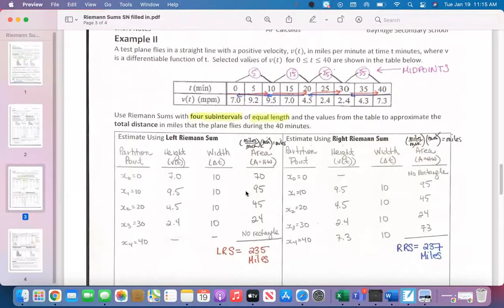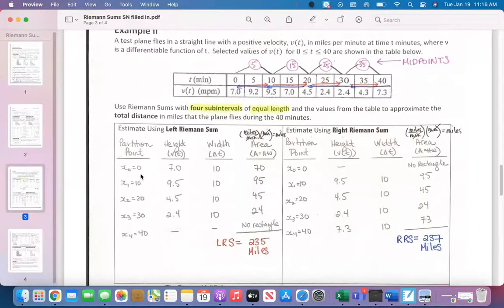Okay? We only want 4 subintervals here, and I've got more than 4 in the table. So I'm going to take my 0 to 40 and divide it by 4, which means that if we're using equal intervals, each interval will be 10 minutes long. My first interval goes from 0 to 10, then I have an interval from 10 to 20, 20 to 30, and 30 to 40. So I created my partition points at 0, 10, 20, 30, and 40.